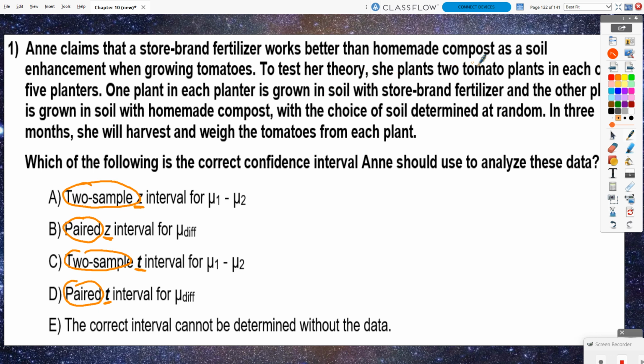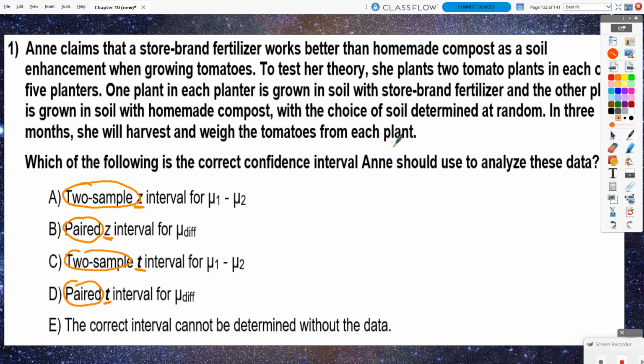But they said they're going to plant 2 tomato plants in each of the 5 planters. So they're putting these 2 tomato plants in 1 pot, essentially, where half of the pot has the store brand fertilizer and the other half of the pot has the homemade compost. And then she's going to harvest and weigh the tomatoes from each plant. So the 2 tomato plants that are in the 1 container are being paired together in a planter. And so she's wanting to look at the mean difference of these tomatoes.